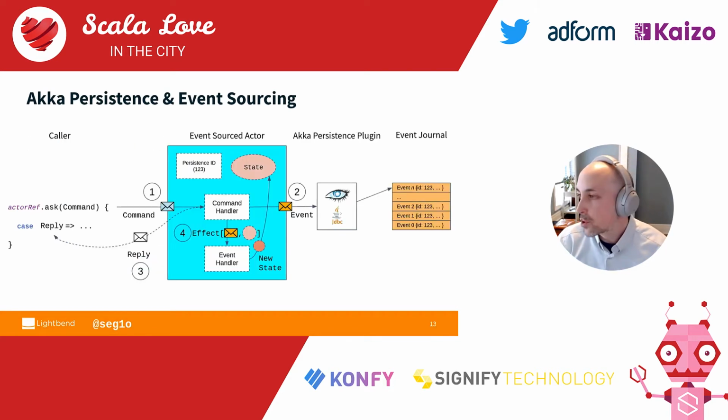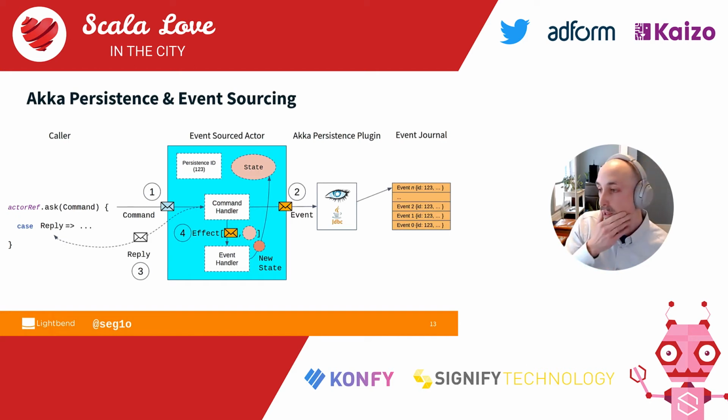This diagram shows the workflow of what's happening in Akka persistence. We have an actor ref on the caller side of this event-sourced actor that's shown in the middle. And we're using an interaction pattern known as the ask pattern. This is a way to model a request response with an asynchronous response to a message that you send to another actor.